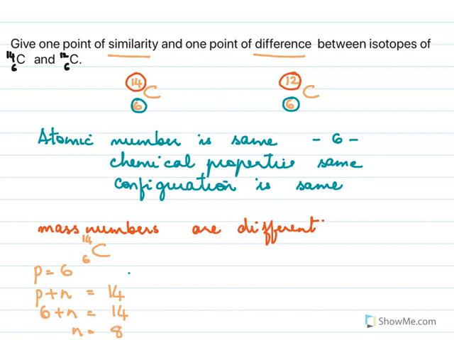Now in the second case we have again carbon 12 and 6. So protons 6 and 12 is a mass number, means protons plus neutrons is 12. So 6 plus neutrons is 12, neutrons is 6. So this is the basic difference between the two. Here the neutrons are 8, here the neutrons are 6. So the mass numbers are different.